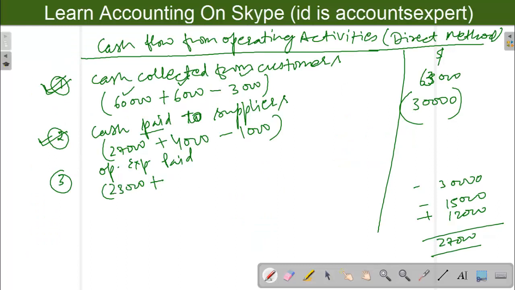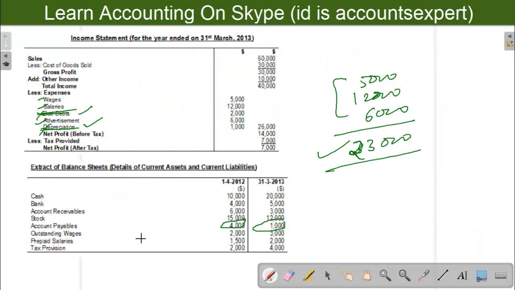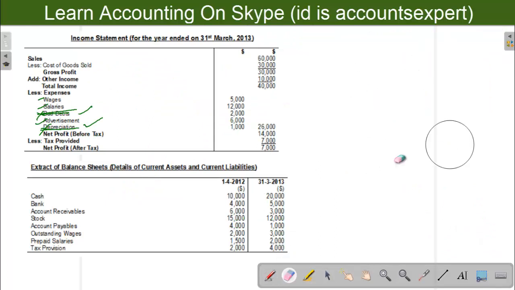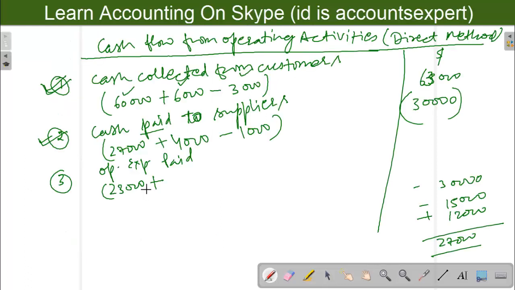Now we have to add opening outstanding. If any operating expense is outstanding, then opening outstanding we have to add. So see in the question. There is outstanding wages, isn't it? Opening is 2000 and closing is 3000. So opening we will add, and closing we will subtract.